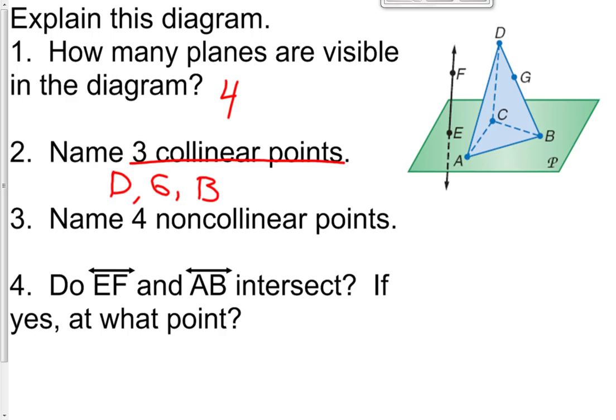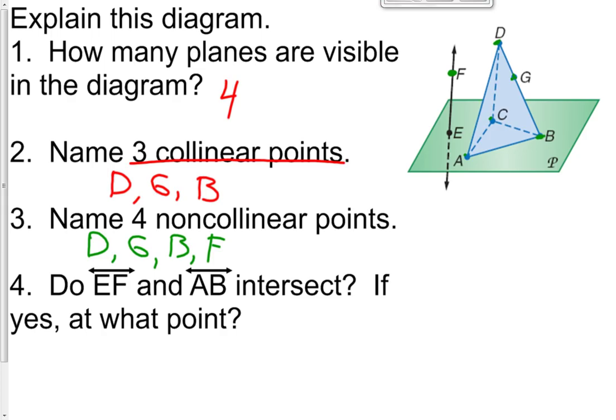So an example like D, G, B lie on the same line. F does not lie on that line. So those would be non-collinear: D, G, B, and F. You could have had other examples. You could have had E, B, C, G. Those would be 4 non-collinear points. As long as all 4 of them are not on the same line, they would be non-collinear.